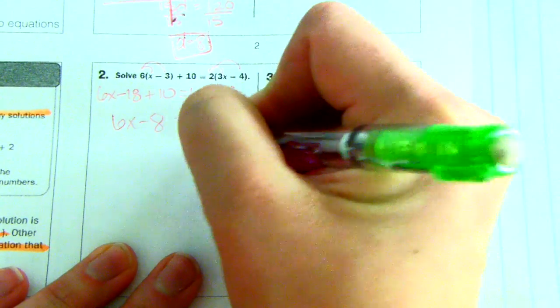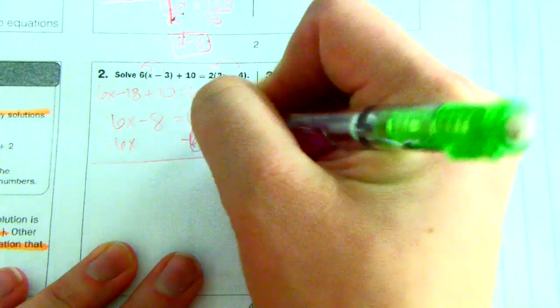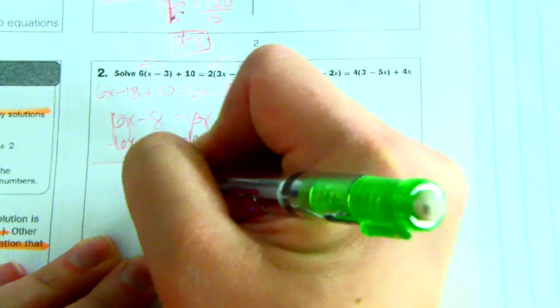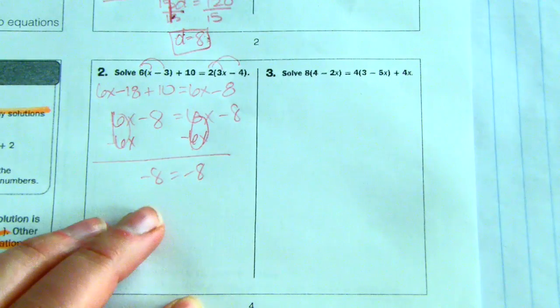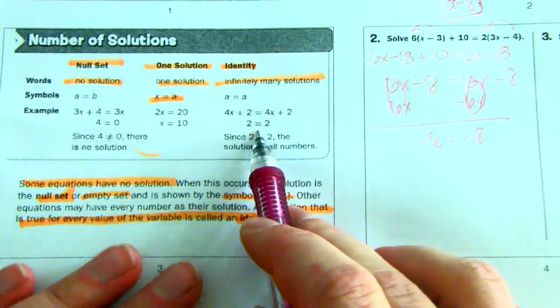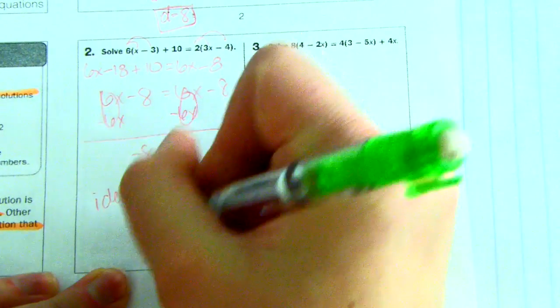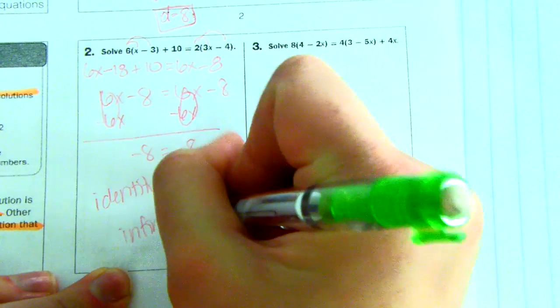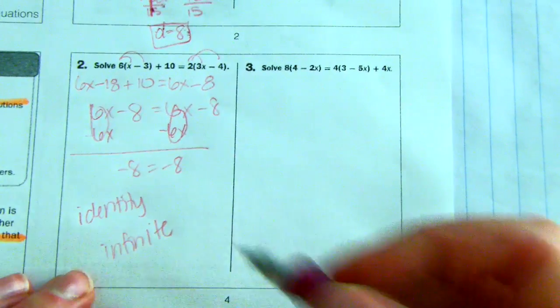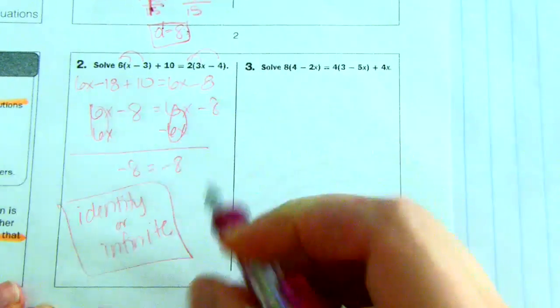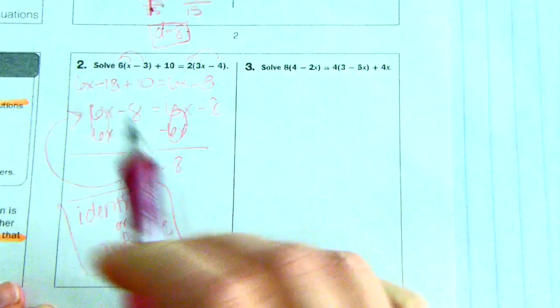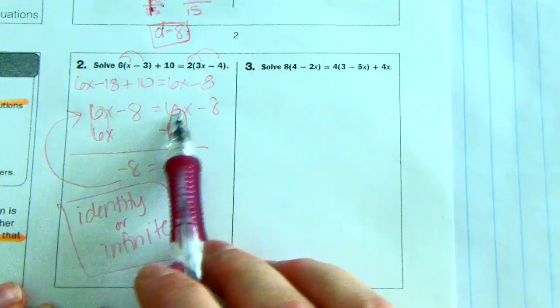If I want to get my x's over here, I would subtract 6x here. Oh, look, they both go away. So I get negative 8 equals negative 8. Well, when something is equal to itself, if you look over here, it's called the identity or infinite many solutions. So you can write either one, identity or infinite. I might end up going between both of them. I kind of write both of them. We also might have noticed that is true. We could have stopped here because we got the same thing on both sides of the equation.